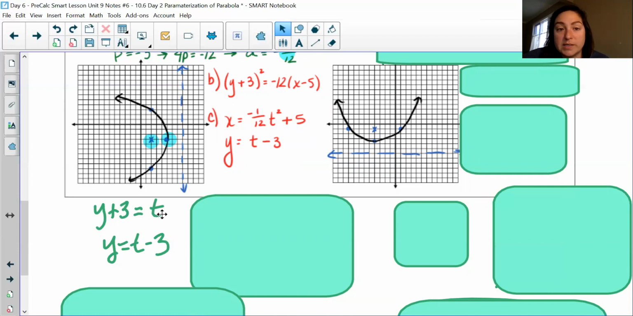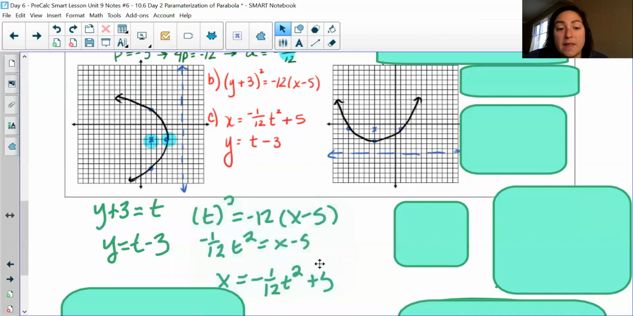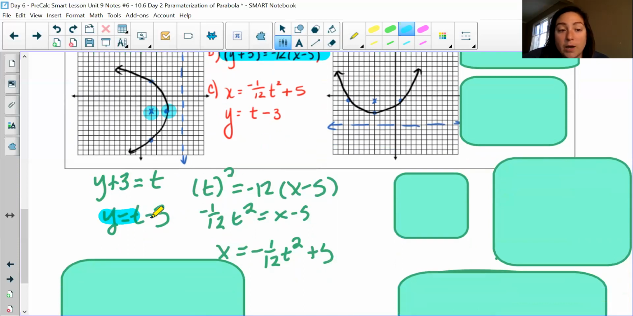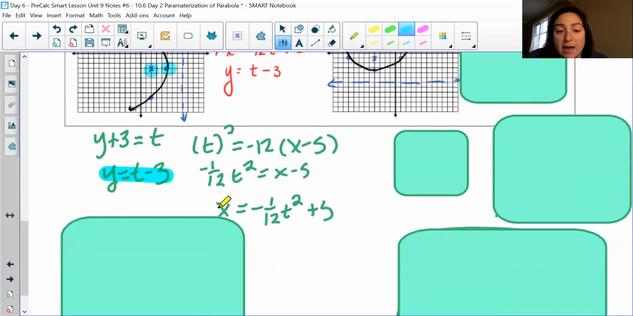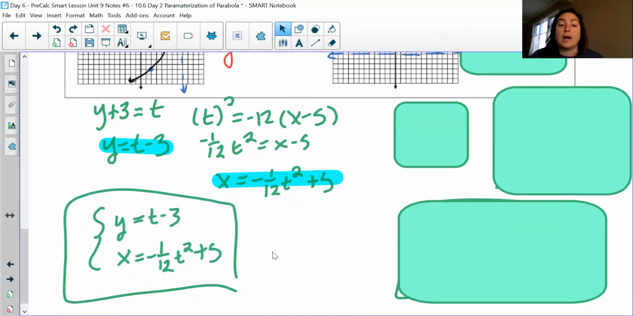So y plus 3 equals t, which means y equals t minus 3. And then we substitute that in. If y equals t minus 3, then that means that t squared equals -12 times x minus 5. I just substituted that in here. And then we go ahead and solve for x, because we already have our y equation. Now we need our x equation. So divide by -12, add 5, and there's our other equation. So we get our set of parametric equations. y equals t minus 3, x equals -1/12 t squared plus 5.